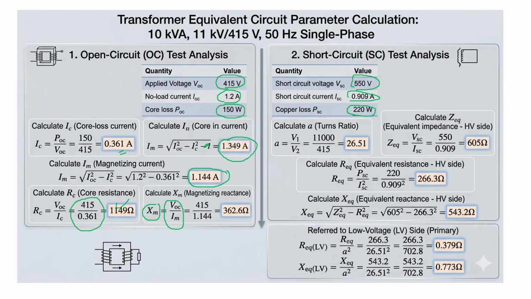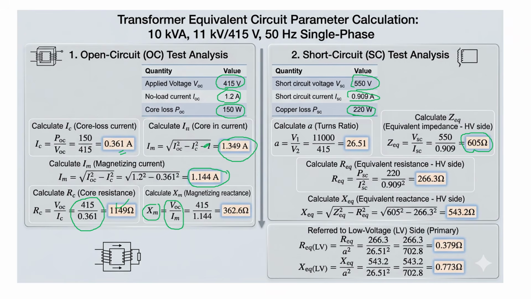We know the turn ratio, previously determined. Calculate the impedance Z equivalent from the high voltage side. For example, Z equivalent is V short circuit divided by I short circuit, which is this magnitude, because it is calculated at the high voltage side, since the low voltage side is shorted and the high voltage side is given a supply of this magnitude. So this Z equivalent is obtained at the high voltage side.